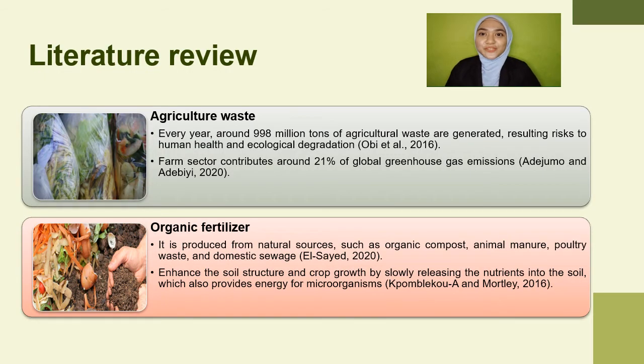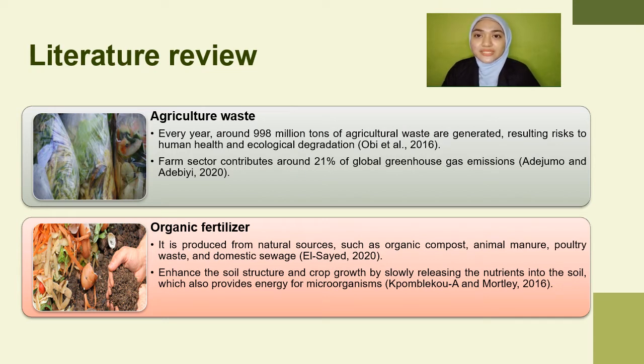Now, let's move to the literature review. Every year, around 998 million tons of agricultural waste, including animal waste, food processing waste, crop waste, and toxic agricultural waste, are generated, resulting in risk to humans' health and ecological degradation. Adijumo and ADB 2020 reported that farm sectors contribute around 21% of global greenhouse gas emissions. Thus, recycling agricultural waste will reduce greenhouse gas emissions and fossil fuel utilization, and can create new clean markets, jobs, bioenergy, and bioconversion of farming waste to animal feed.